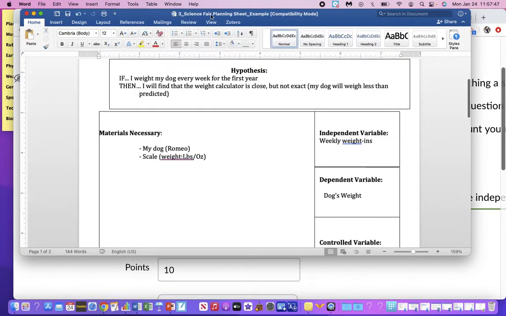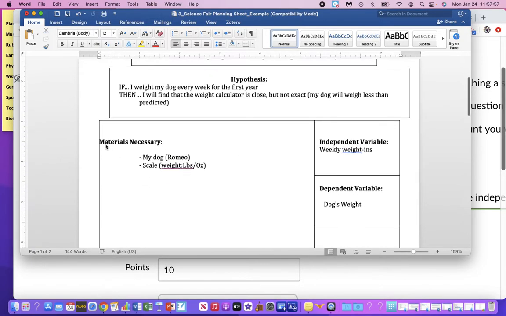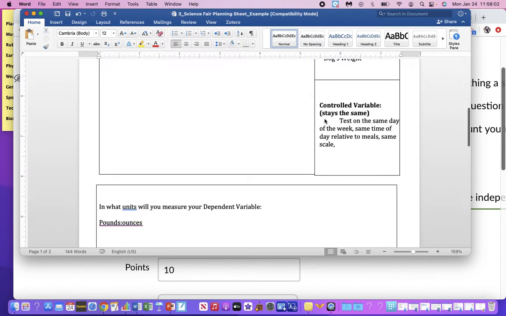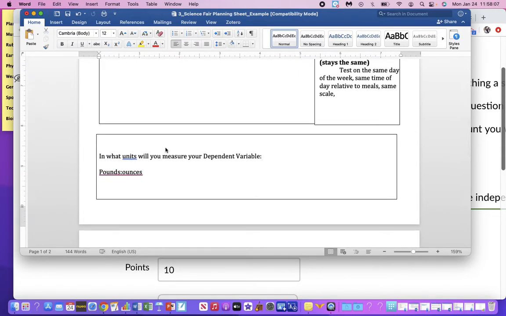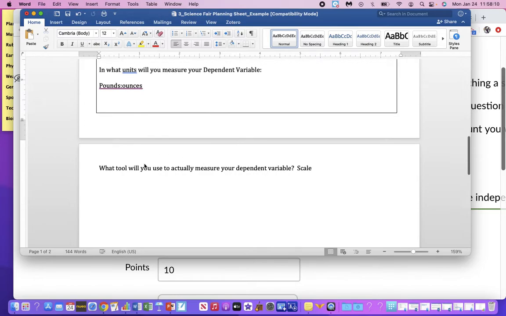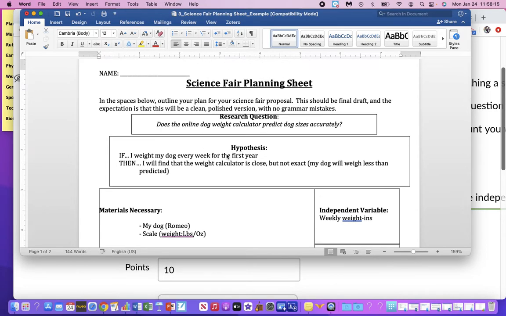Okay, so this is one that I was working on, but yours is going to be blank in all of these categories. So your research question, your hypothesis, materials necessary, your independent variable, dependent variable, control variable, and then at the end I asked for units that you're going to be using for your dependent variable, as well as the tools that you're going to use to measure them. Okay, so I'll go ahead and use the example that I used last week. I'm doing my own little experiment right now, and so I'm going to write one up for mine.